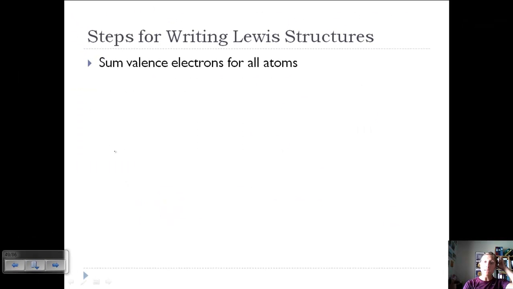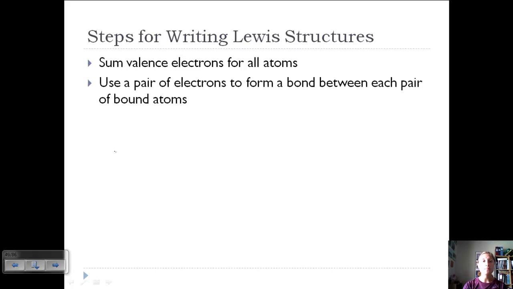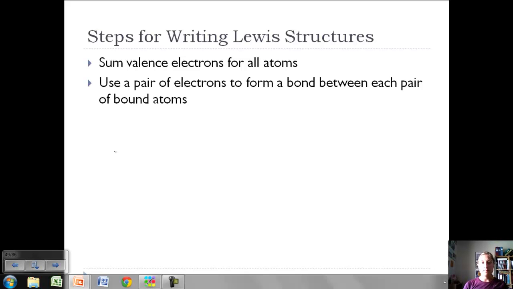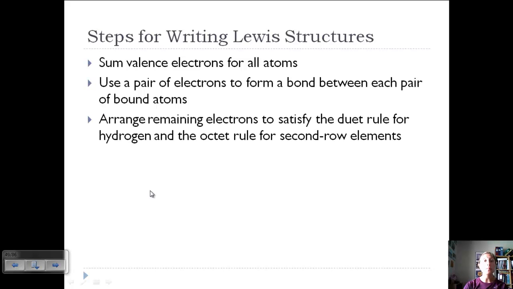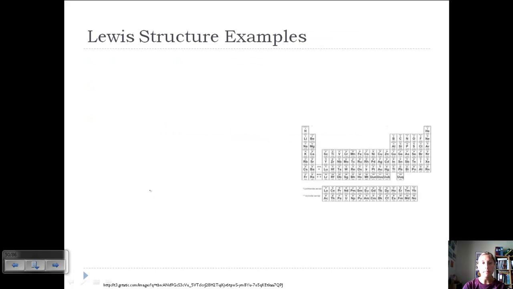So let's look at some steps for writing Lewis structures. We're going to sum up the valence electrons for all the atoms in the molecule, remembering to use those group numbers. We use a pair of electrons to form a bond between each pair of bound atoms. Remember, we took that pair and we turned it into a straight line representing a shared pair of electrons. Then we arrange the remaining electrons to satisfy either the duet rule for hydrogen or the octet rule for the second row elements. And we will talk about elements below the second row in a little bit.